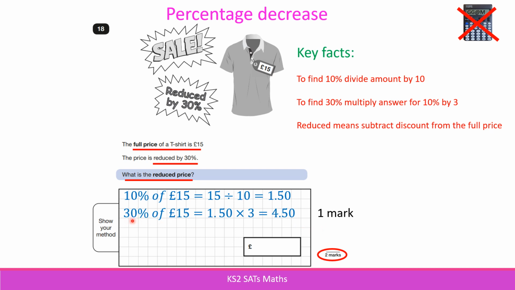Once we've found 30%, which is £4.50, we've got to take £4.50 from 15. So if I do 15 take away £4, that gives me £11. And then £11 take away the 50p gives me £10.50. You need to write your answer in the box. Give yourself a big thumbs up and a big tick if you managed to get that correct. Great work, well done.